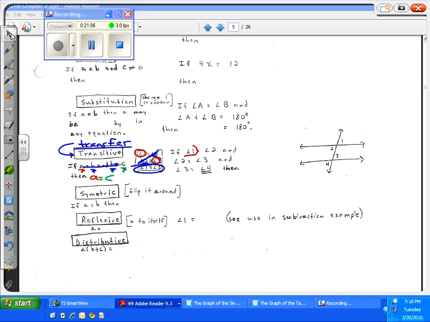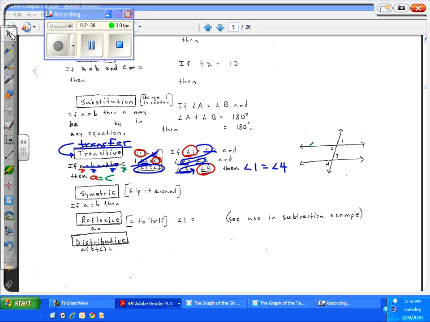Likewise, we could transfer through more than one thing. If 1 equals 2 and 2 equals 3 and 3 equals 4, then we can go from 1 through 2 through 3 all the way to 4 and conclude that angle 1 is equal to angle 4 by the transitive property.